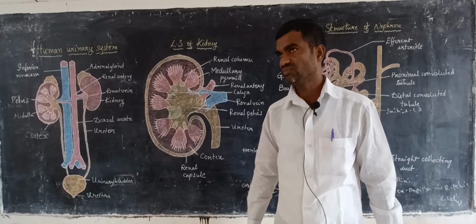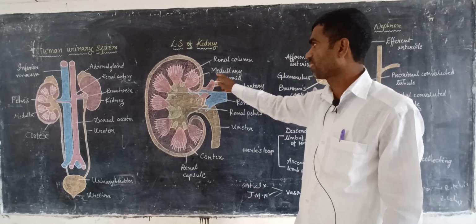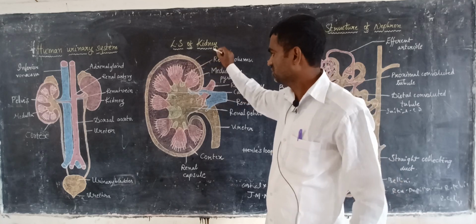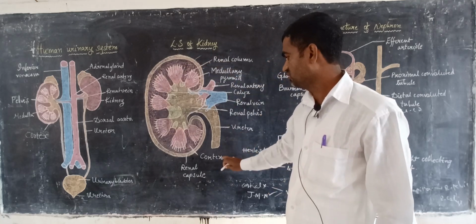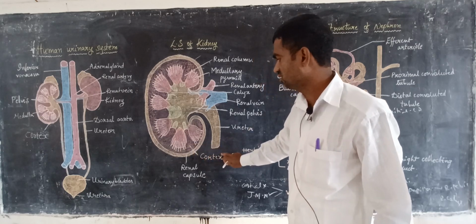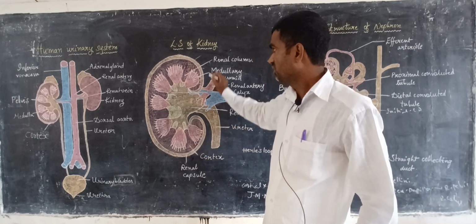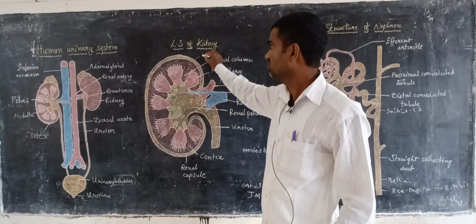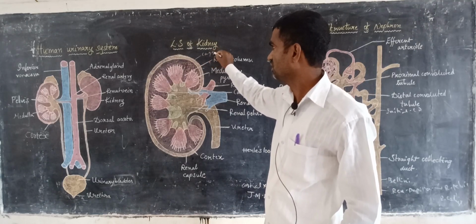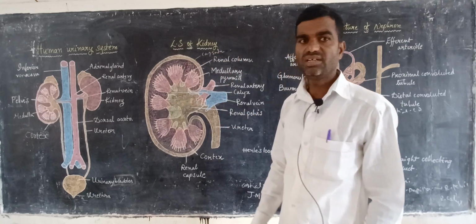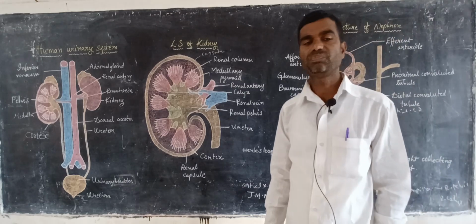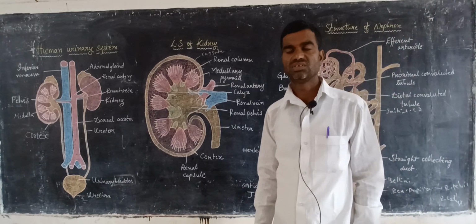So this is the structure of the kidney. Here it is the cortex region on the outer side, and the inner side is called the medullary region. Next, the outermost delicate tissue layer is called the renal capsule. The renal capsule protects the kidneys. The kidneys are retroperitoneal in position.